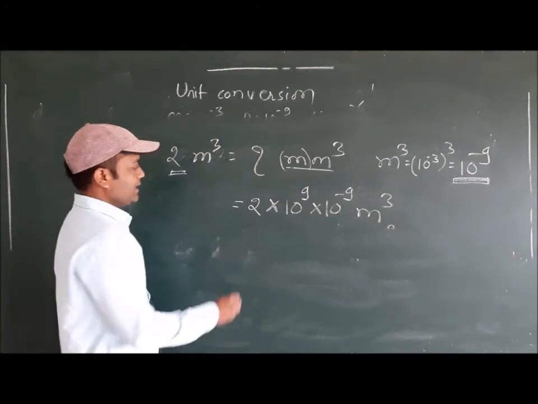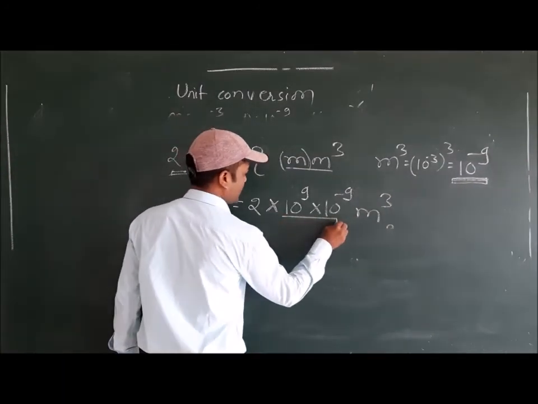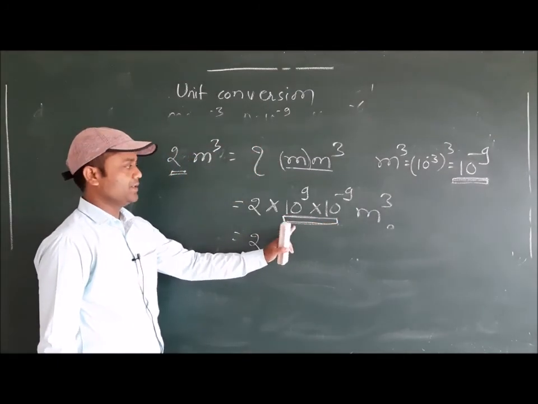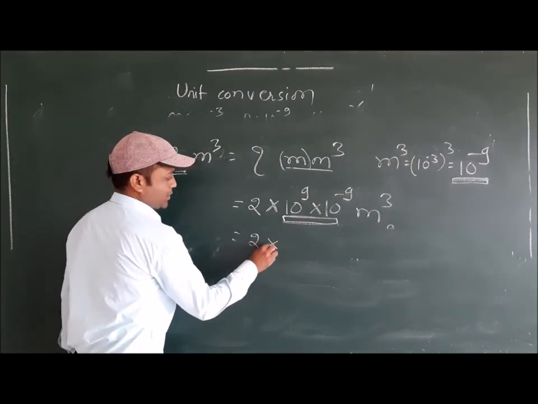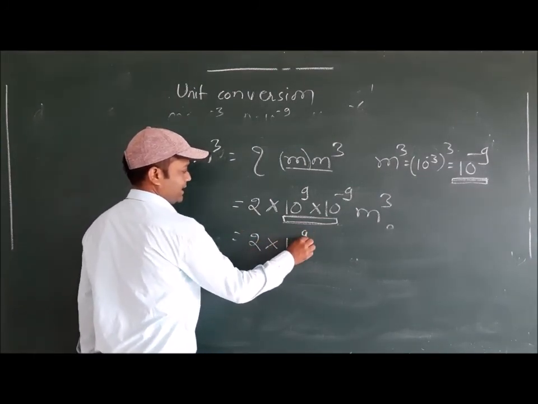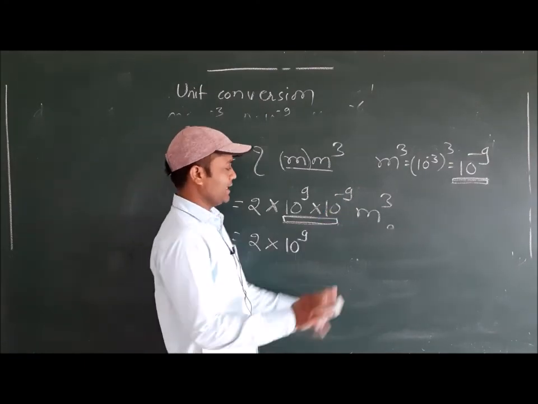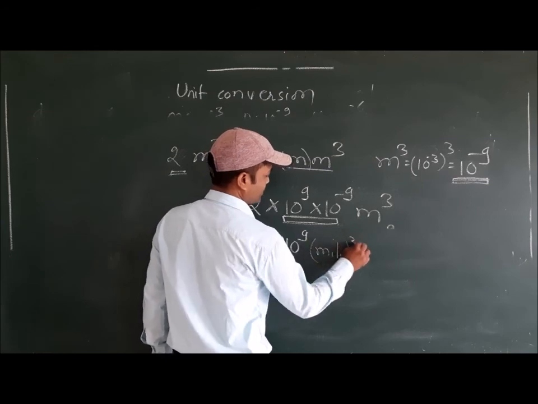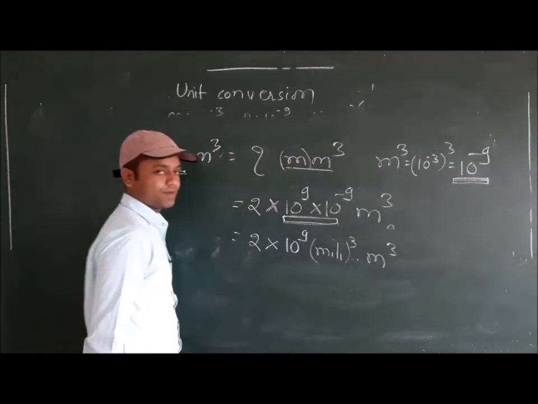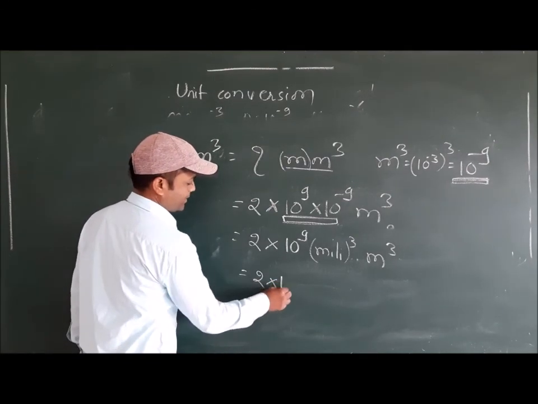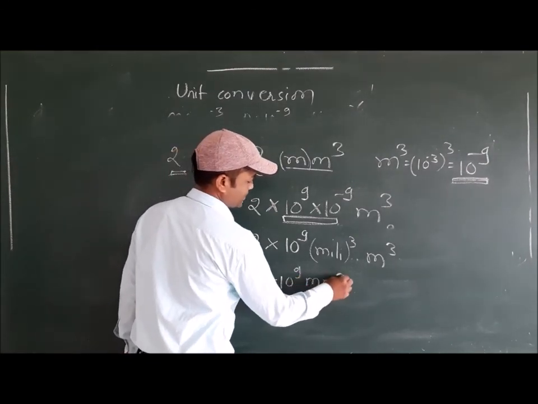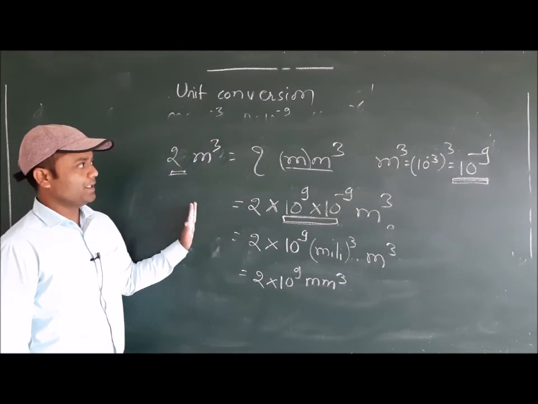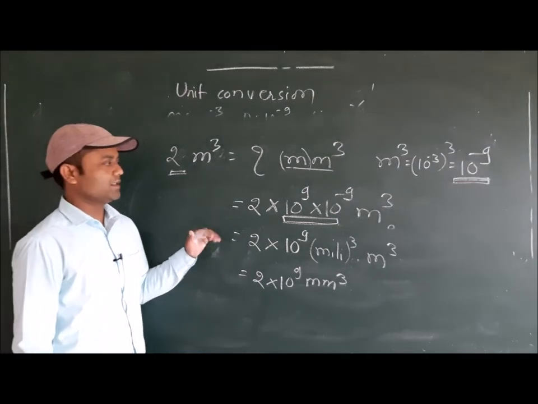Okay. And then 2 into, these two are opposite values, they cancel each other. But I have to write it down to solve the unit. And 2 into, now I keep 10 to the power 9 as it is, and I know 10 to the power minus 9 means milli cube. This is the value of milli cube into meter cube. Means 2 into 10 to the power 9 millimeter cube. This is the example, and likewise you have to solve the unit conversion.